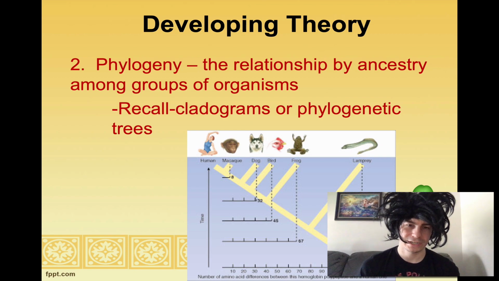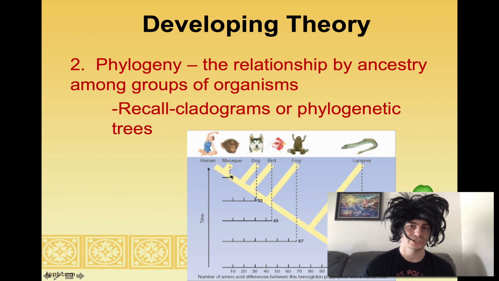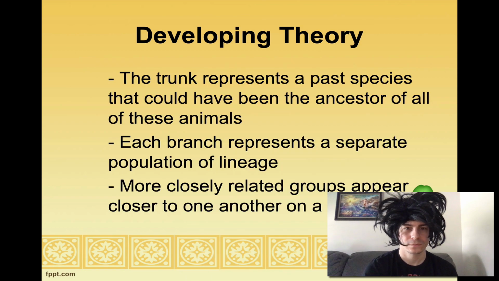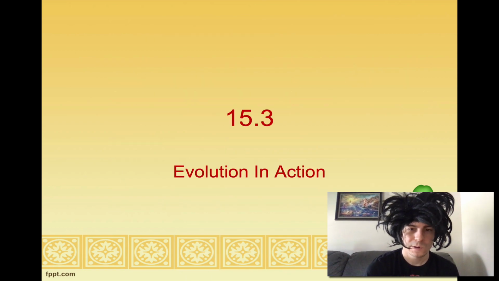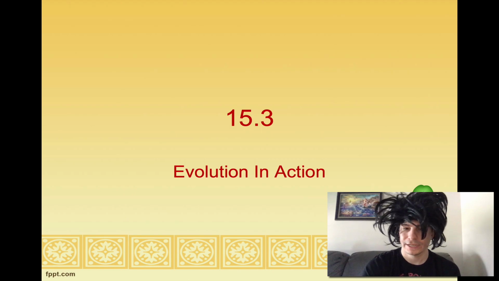And here's the phylogenetic trees, or the cladograms, or dichotomous keys. You can call them all different types of things, guys. But that was from the other slide. And this just shows you the relationships between us and other organisms. Okay, we're good here. And here is our last section of chapter 15.